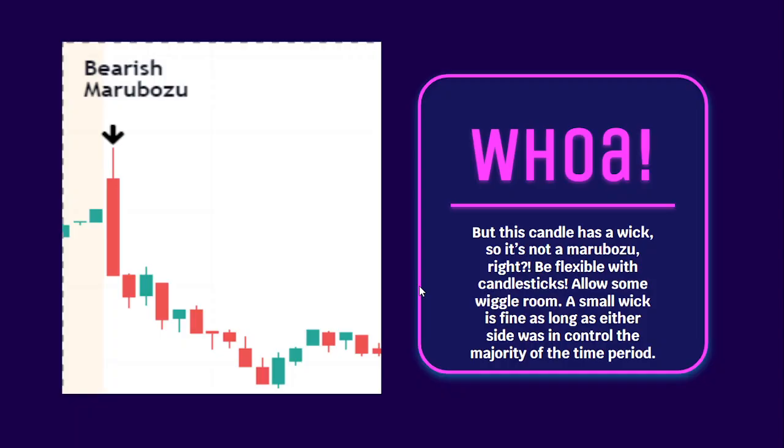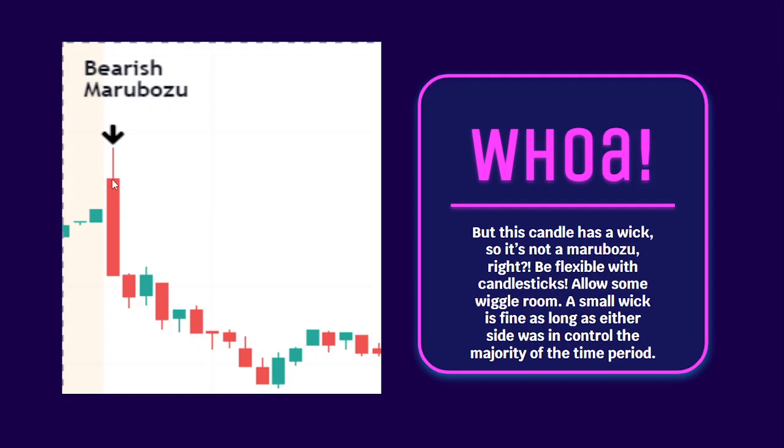Whoa, whoa, whoa. What about this bearish Marubozu? It's got a wick. So it can't be a Marubozu, right? So the thing about candlesticks, you have to be flexible. So you got to allow some wiggle room. So small wick is fine as long as either side was in control the majority of the time period.